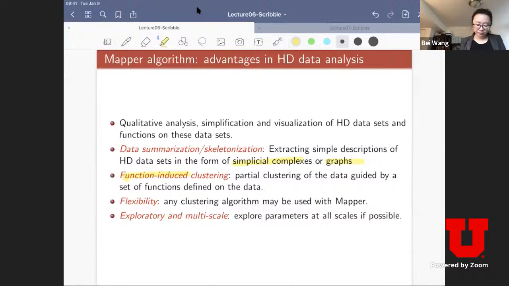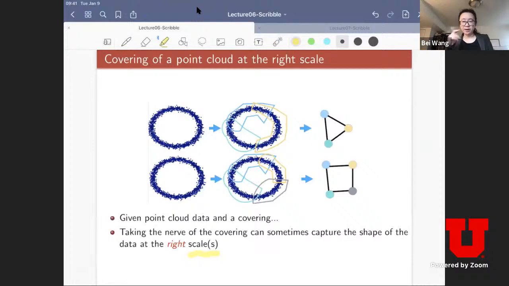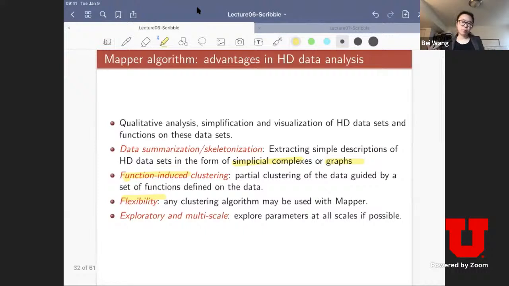It's flexible because if I say, okay, I have three cover elements, how do I decide those three cover elements form a single component? It's because I'm just applying some sort of clustering to each point cloud. It's going to tell me that there's one cluster. Let's say I'm using DBSCAN. This is where DBSCAN comes back. As we reviewed DBSCAN last lecture, DBSCAN is a very commonly used subroutine inside the mapper algorithm to compute clustering. And of course, the last bit of it is that it's exploratory and it's multi-scale.